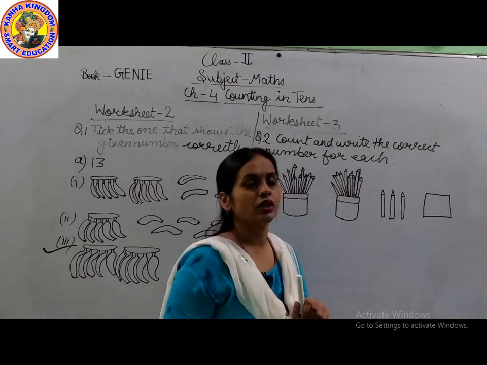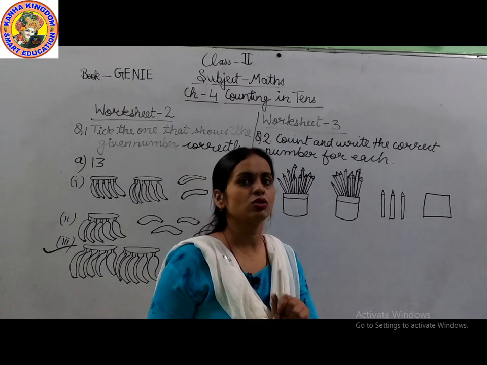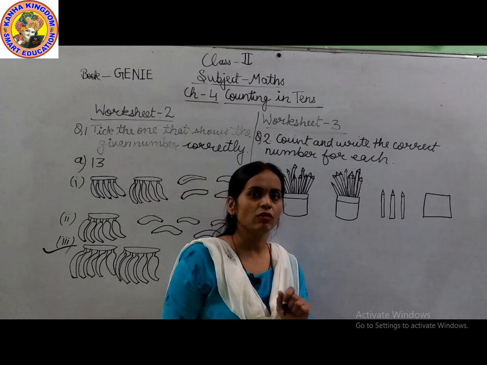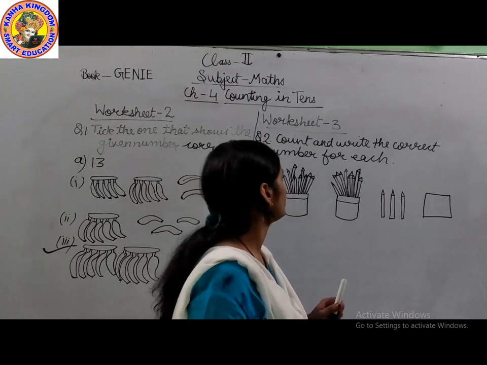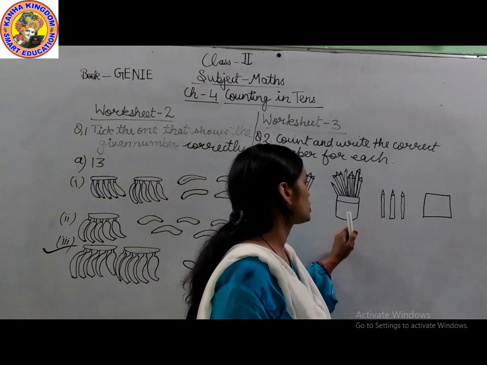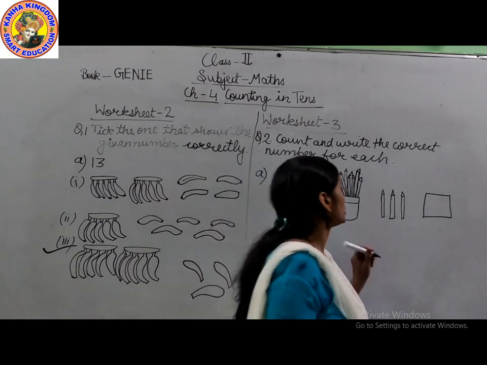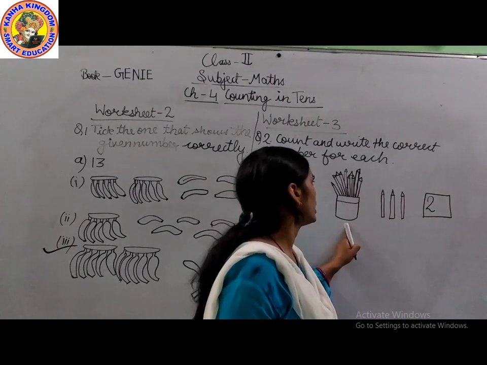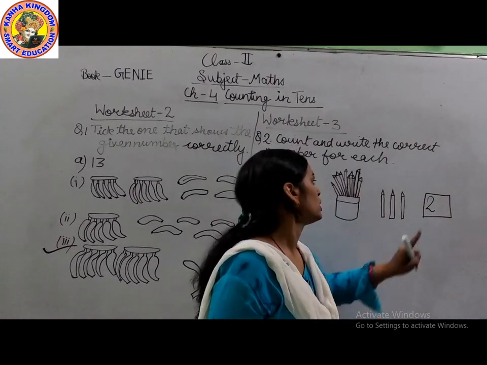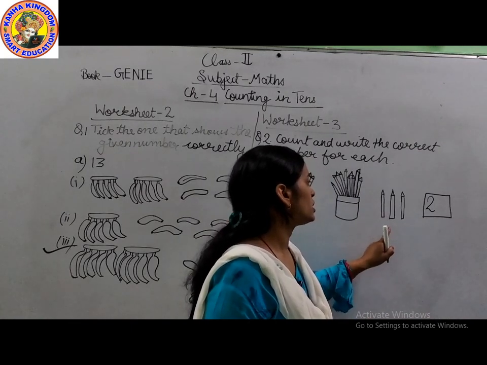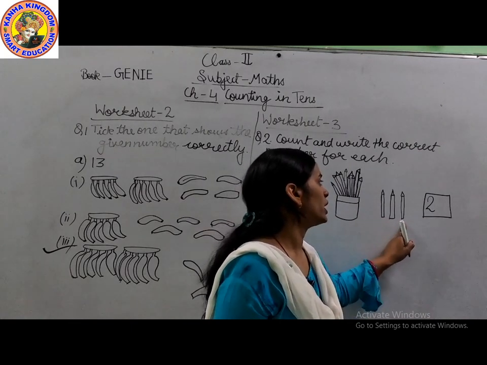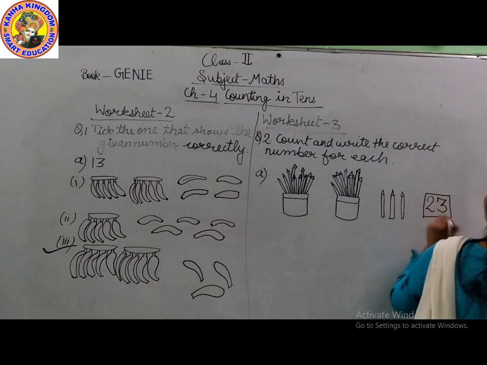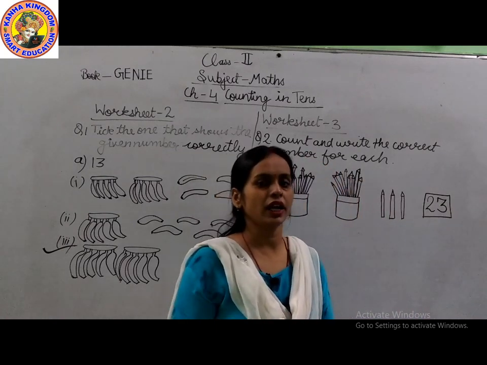So the group of 10 ones equals to 1 ten. Always remember, the group of 10 ones equals to 1 ten. So 1 ten plus 1 ten, 2 tens. So first we write here 2. 2 tens. Now how many pencils are loose? 1, 2, 3. So 2 tens and 3 ones. So the number is 23.